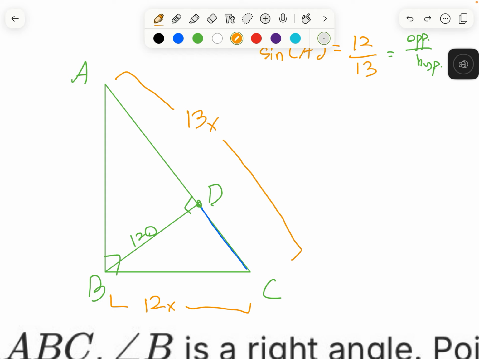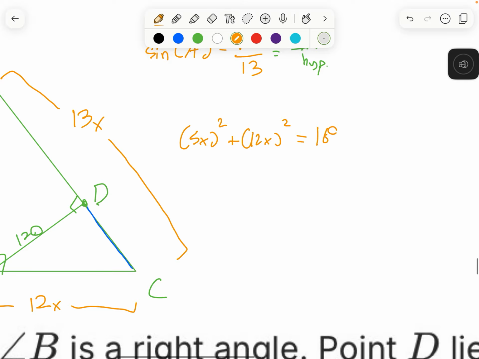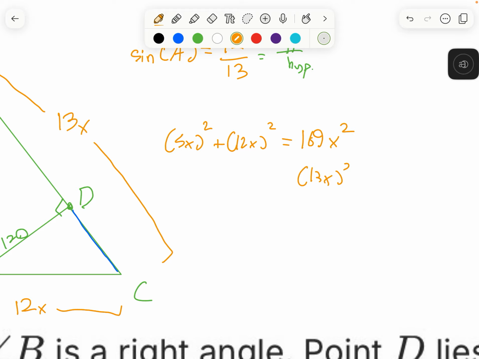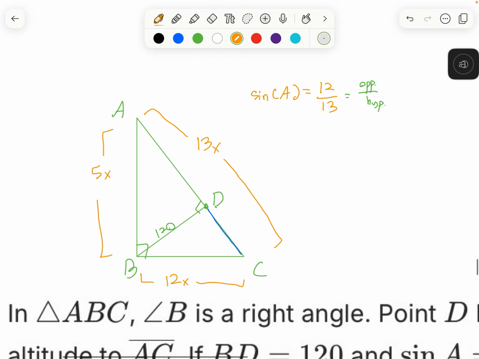You can use the Pythagorean Theorem, but I also have the triple memorized. This is going to be 5x. And if you want to check, if you do a squared plus b squared, you'll realize that equals 169x squared, which is the same thing as 13x squared. So we found that.